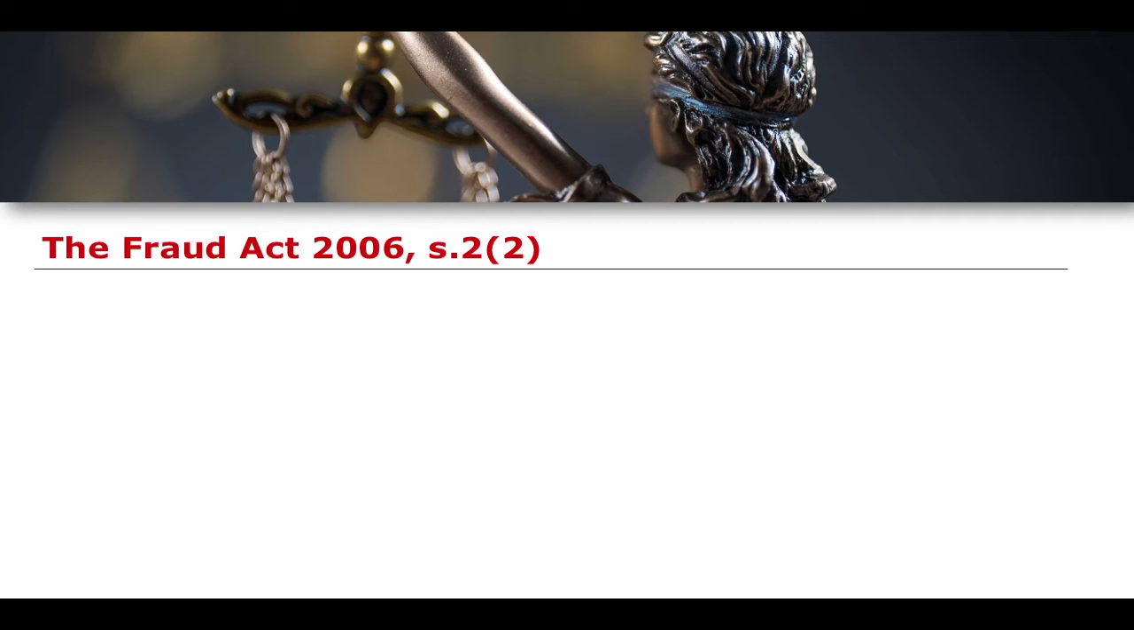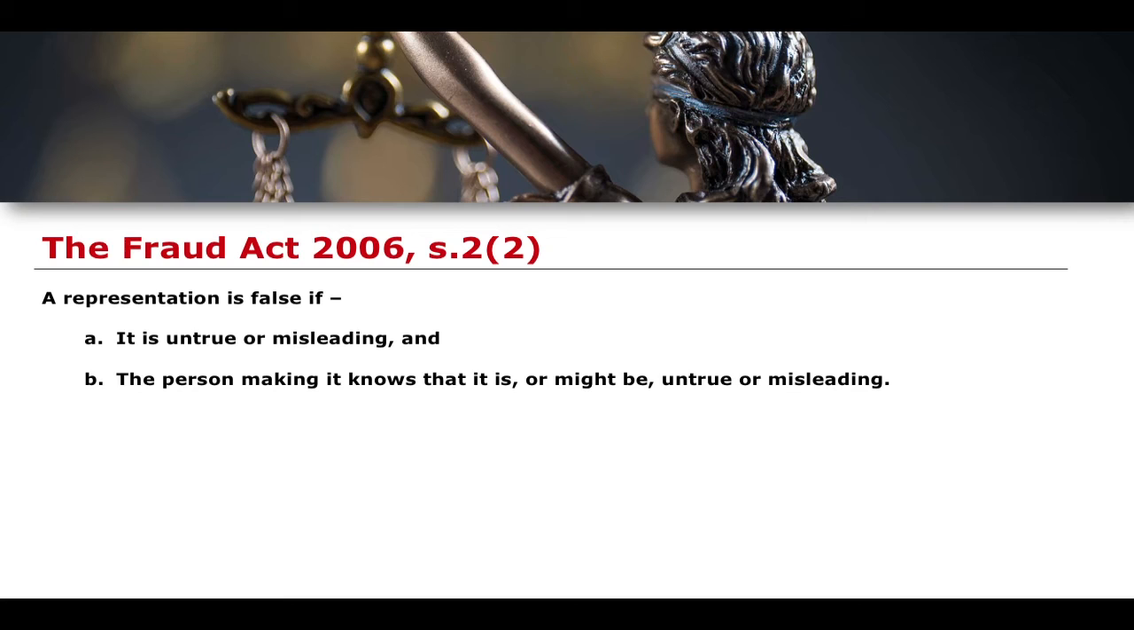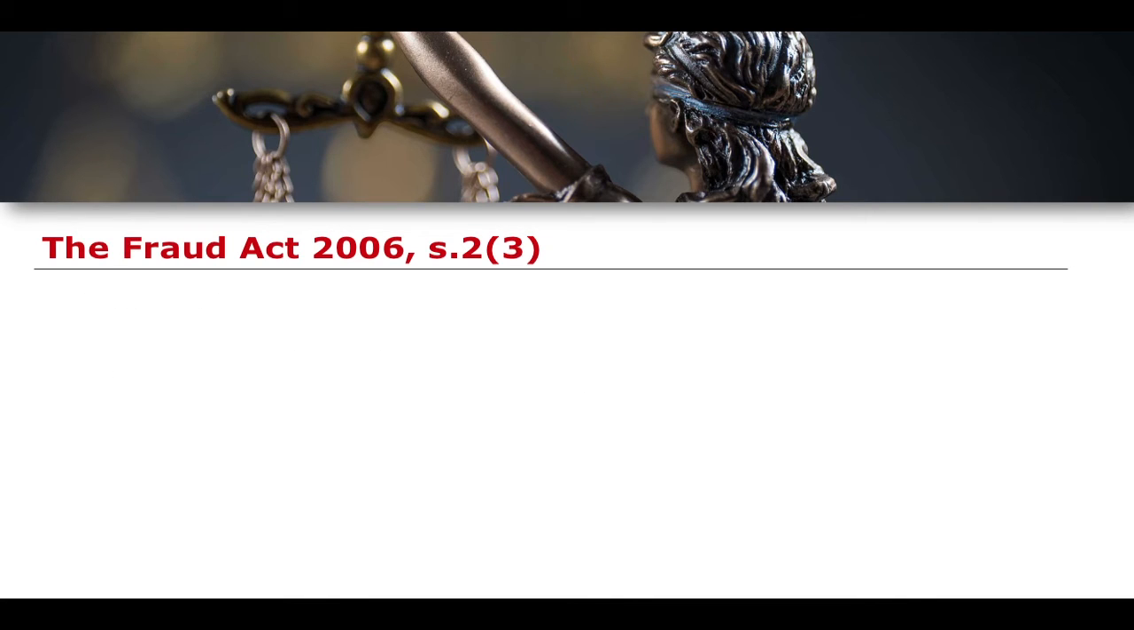Section 2, subsection 2, talks about the idea of the false representation. It defines what it means when it suggests that a representation is false. It says that a representation is false if it is untrue or misleading, and the person making it knows that it is, or that it might be, untrue or misleading.